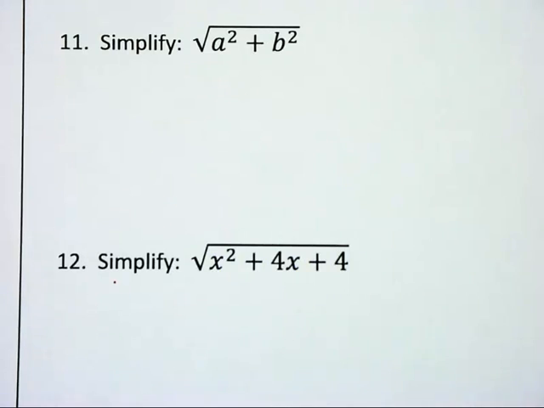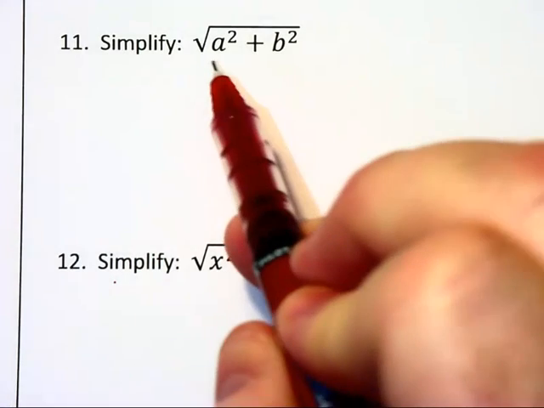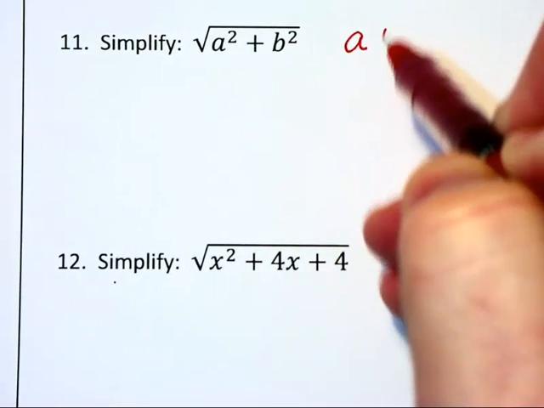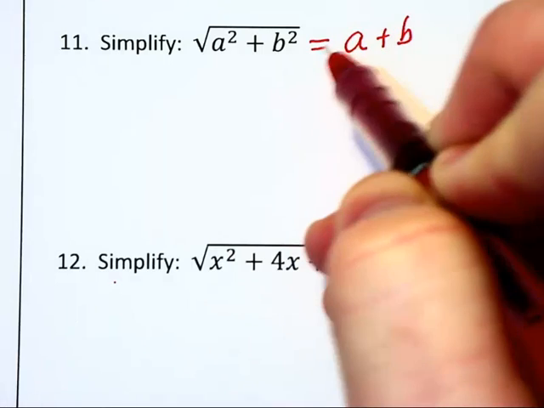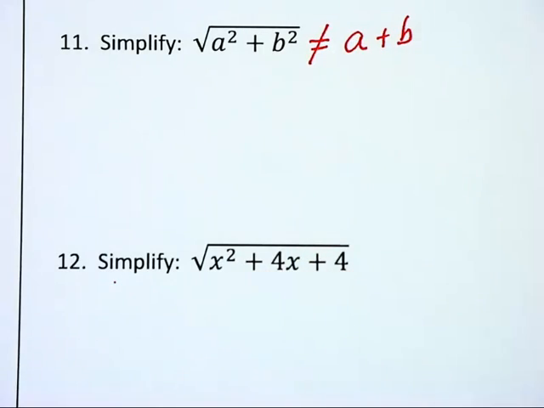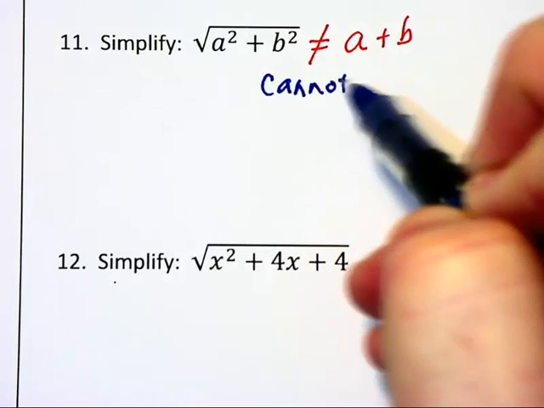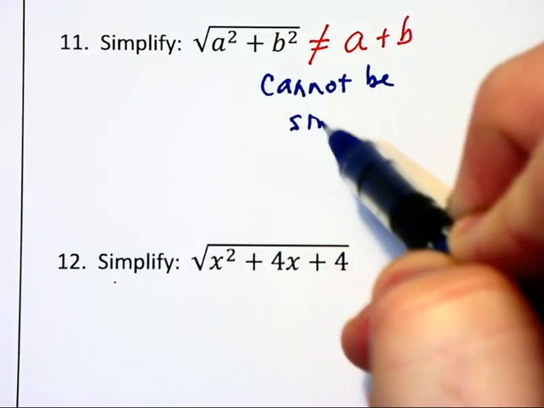I put number 11 on here specifically because people make mistakes. People say, ooh, let's square root the a squared, let's square root the b squared, and let's make the answer a plus b. Do not do that. This right here cannot be simplified. Now let's talk about why that cannot be simplified.